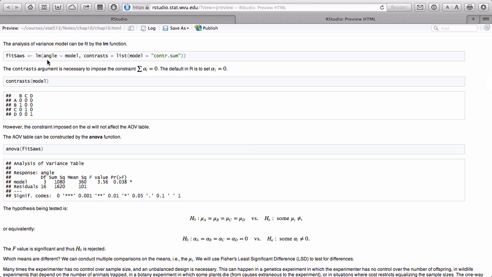But there is a function called anova. Once you create the object, that is, once you create, in this case I called it fit.sols, that's the output from lm.